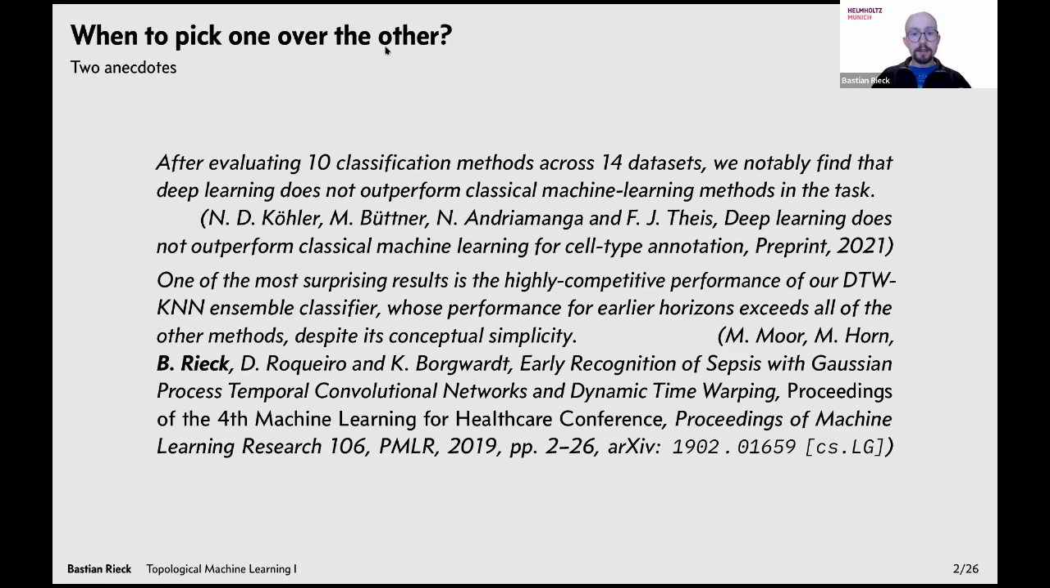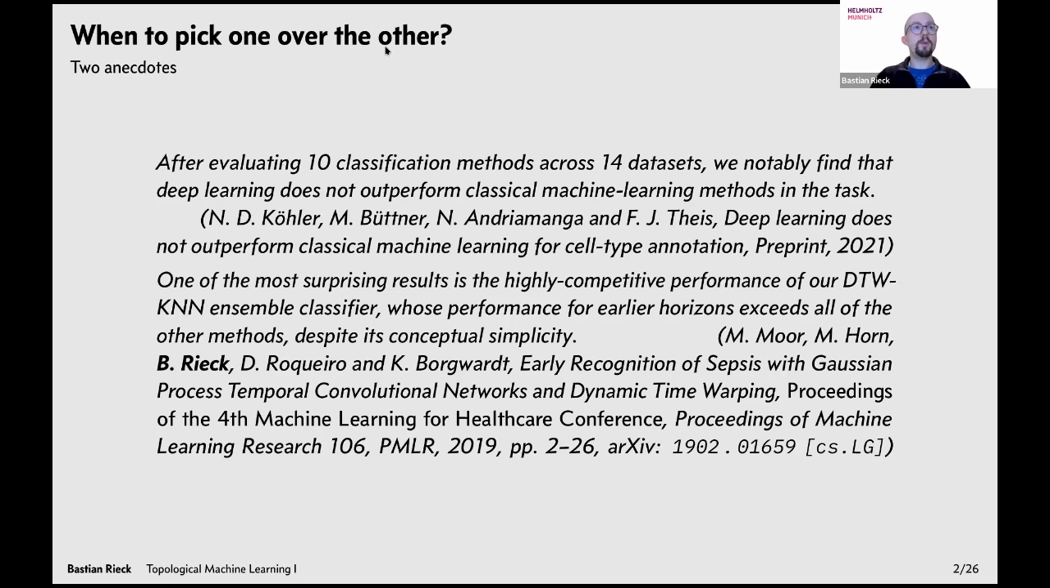Now, it's not clear when to pick one over the other. I just want to give some anecdotal evidence that it can still happen, that it works or doesn't, right? So for instance, my colleagues, Köhler and colleagues have looked at cell type annotation in a preprint from 2021. It said, after evaluating 10 classification methods across 14 datasets, we notably find that deep learning does not outperform classical machine learning methods in the task.